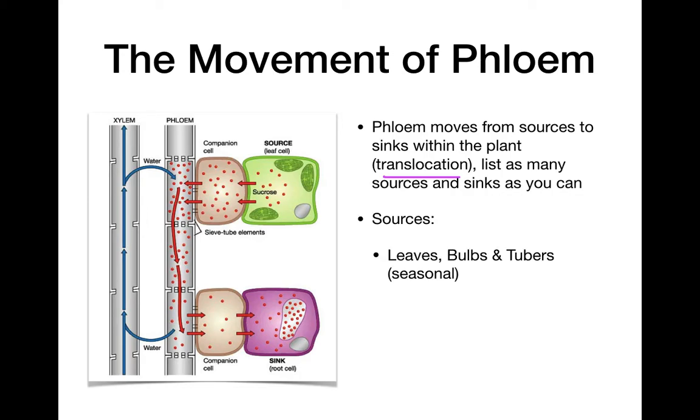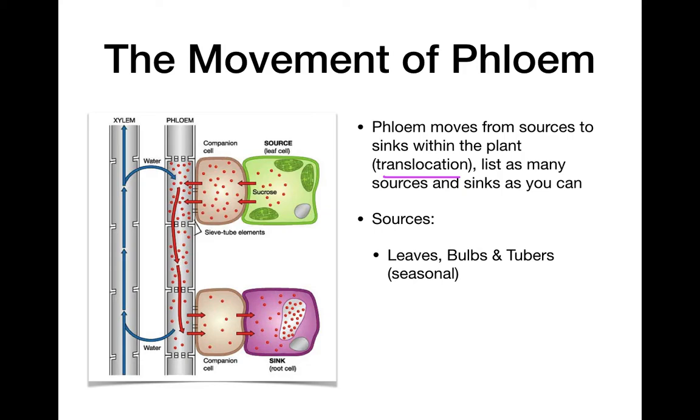Okay, so some sources would be leaves, of course, when they're photosynthesizing. Bulbs and tubers are going to be seasonal. Tubers would be like a potato, and bulbs for plants like irises and tulips. Those are going to be sources only in the springtime, when the plant is trying to grow a new plant from that original source.